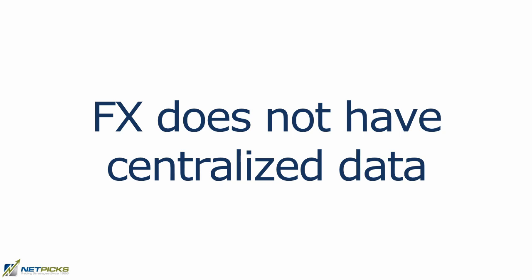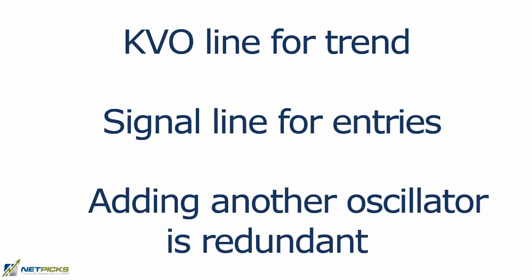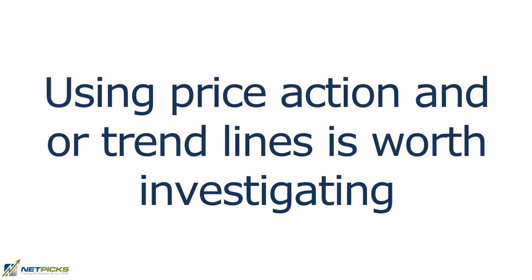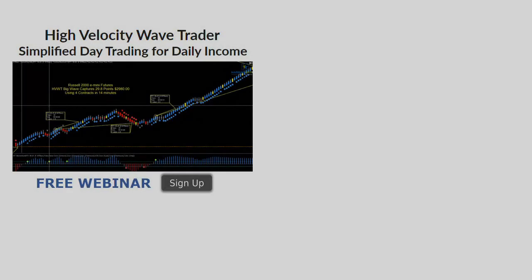We can use the KVO for trend and the signal line for entry. I would skip using another oscillator as we just talked about. Trend lines and price action, that would be my top pick. And I don't think it's very difficult to read. And you can definitely, if you're trading MT4, find an add-on for it on the web.